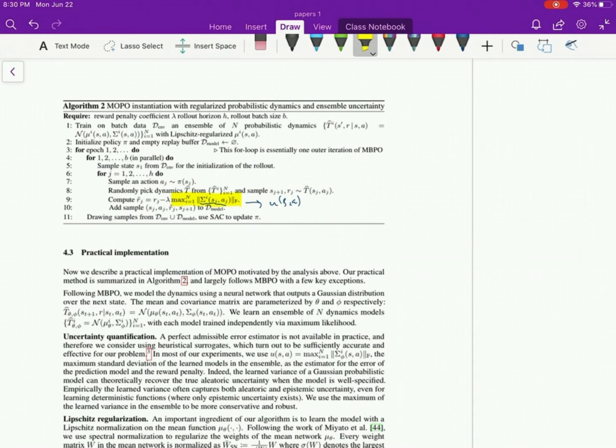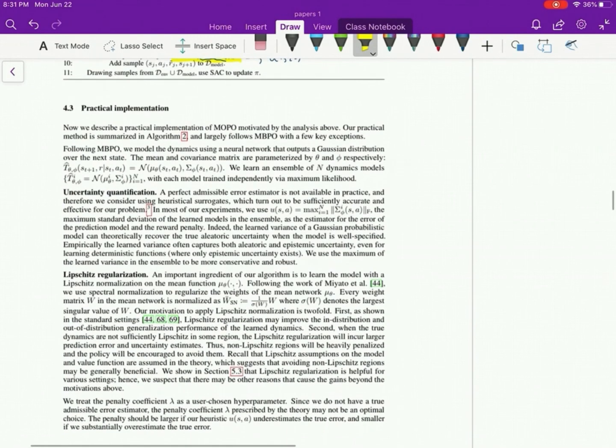So yeah, firstly they parameterize using Gaussian processes and use Lipschitz regularization for their means. Yeah, other than that, the short algorithm which they presented previously would complete this one. So practical implementations, I'll just go through this faster. I want to move to the results.